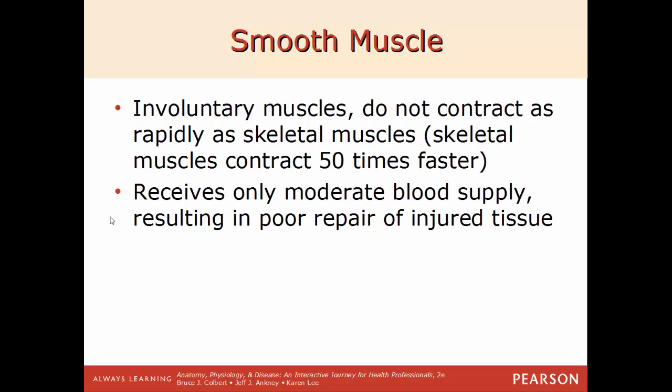All right, smooth muscle is one of the two types of muscle we talked about that is involuntary. They also do not contract as rapidly as skeletal muscle. They're about 50 times as slow as skeletal muscle. They only receive a moderate blood supply, and because they get a lower amount of blood supply, it takes them longer to repair and heal when they are injured.